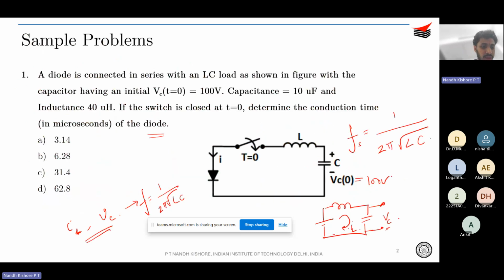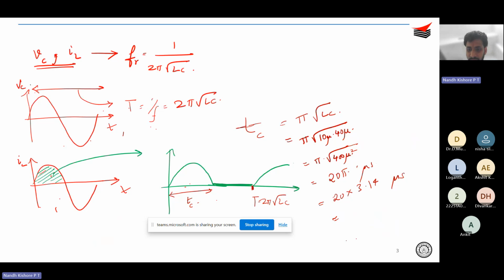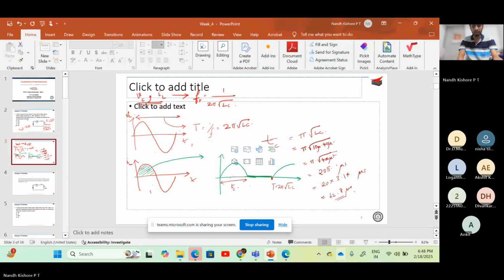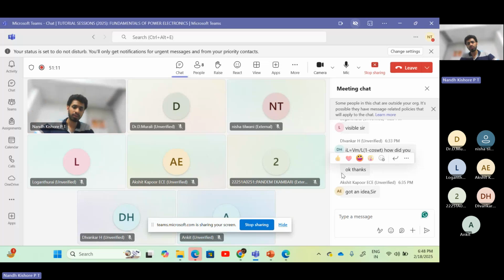So how much does it come to? Yeah, so you have the answer, 62.8 microseconds. Are you able to understand? Simple resonance. Okay. Any doubts, anyone so far?